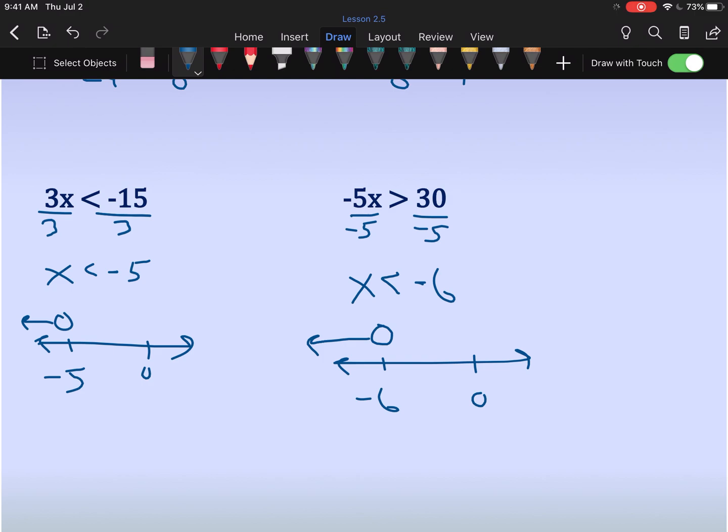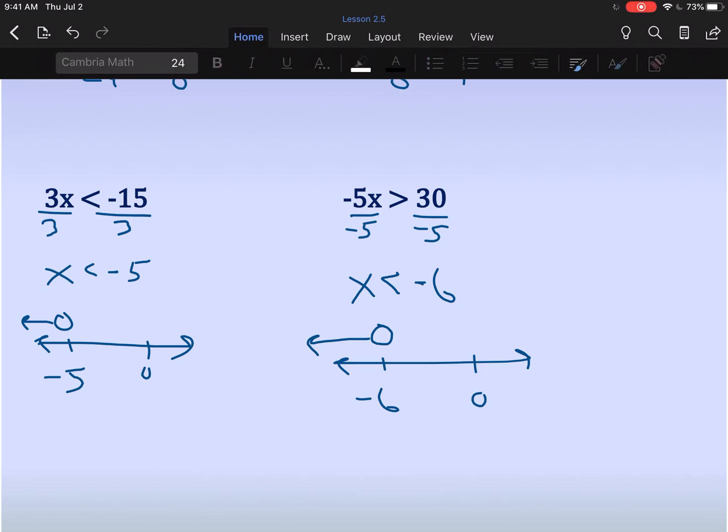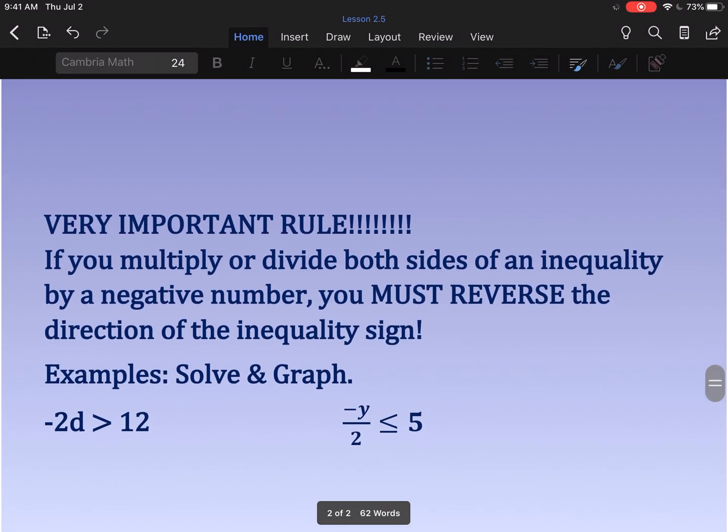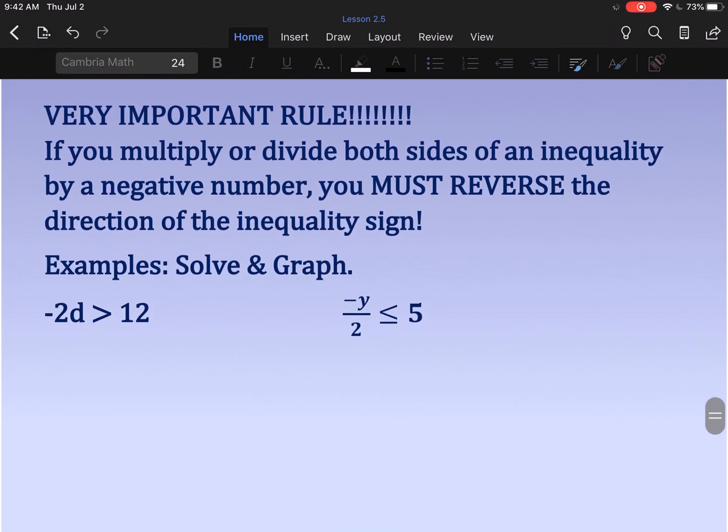Multiplying or dividing by a negative number causes a small problem that's easy to fix. You just have to flip the inequality symbol. And that's why this very important rule is here. If you multiply or divide both sides of an inequality by a negative number, you must reverse the direction of the inequality sign. Okay?